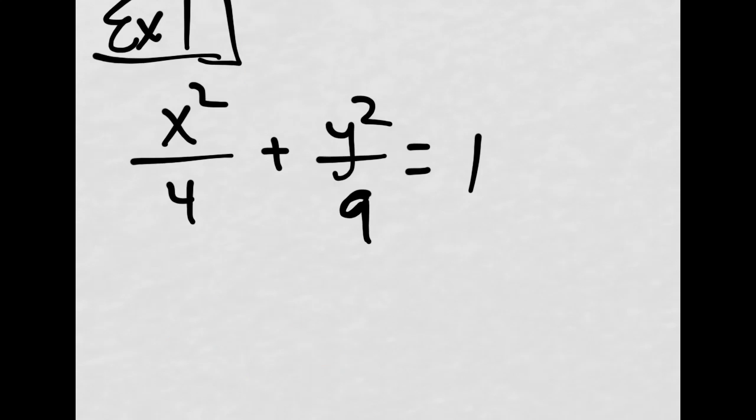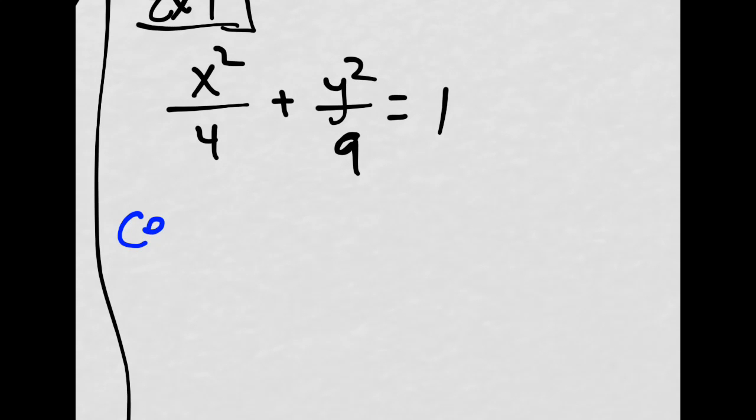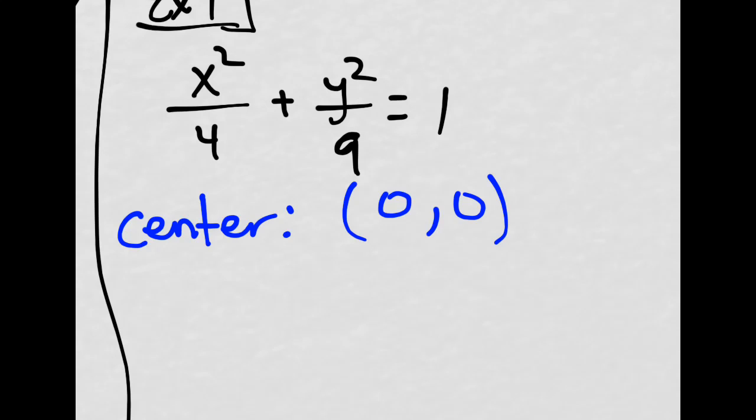Right, here's our first example. And I want to know the center. The center is going to be what? 0 and 0. Does anybody have any questions? Okay, so which one's the major axis? Major axis is 2a. But which one's a squared in this one? It's whichever one's bigger. Which one's bigger? 9. And then the square root of 9 is?